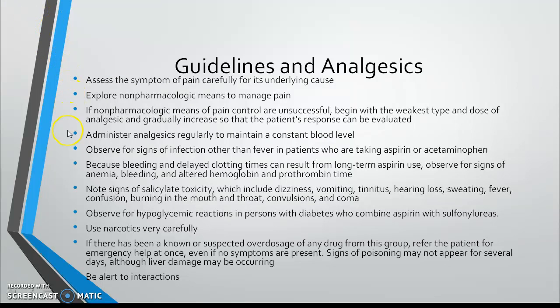As you read the many bullet points of guidelines on analgesics, I would like to point out that you should explore the non-pharmacological means to manage pain. Also, because bleeding and delayed clotting times can result from long-term aspirin use, observe for signs of anemia, bleeding, altered hemoglobin, and also your prothrombin time. That's the bullet point right down here that I read from. So make sure you look at these things.